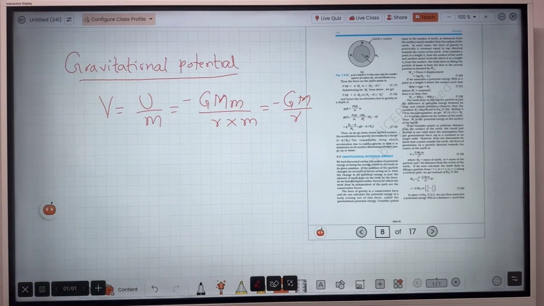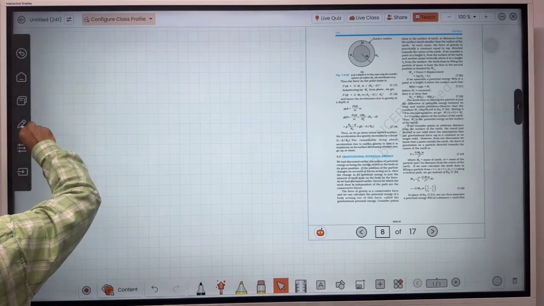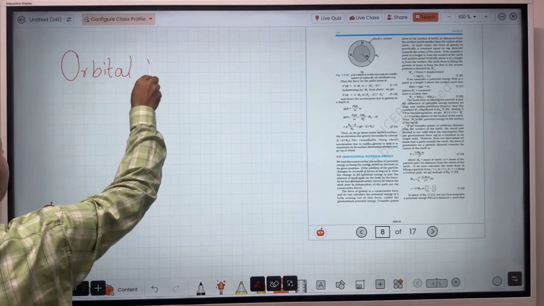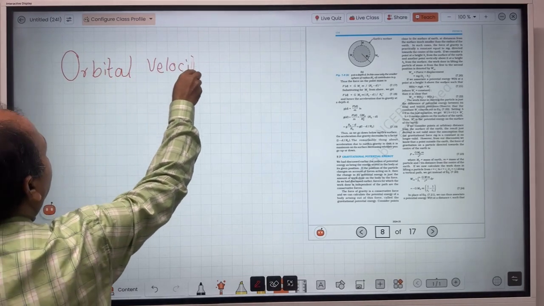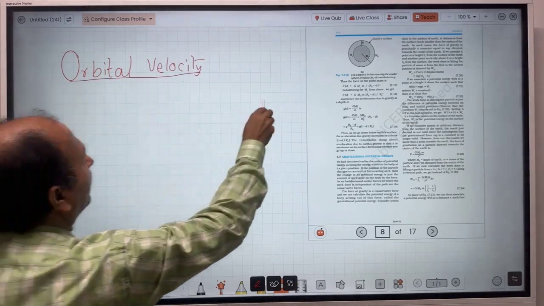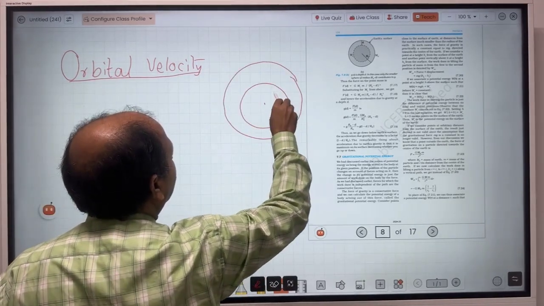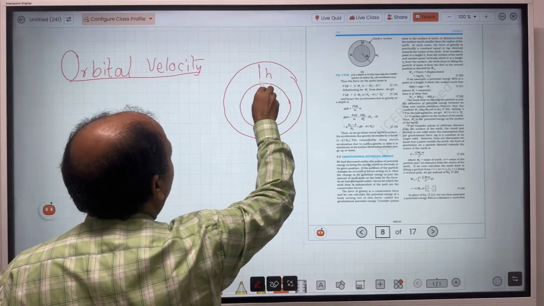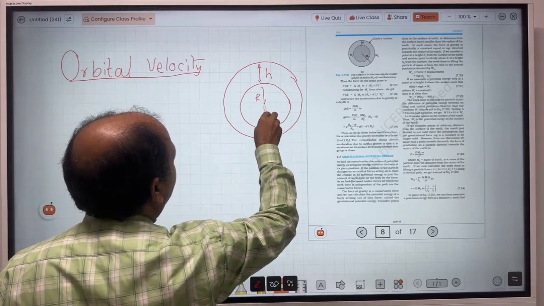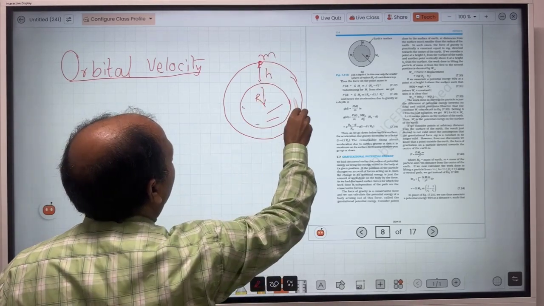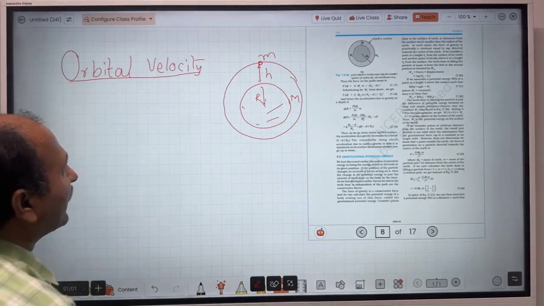Now further, let's see what is orbital velocity. To find orbital velocity, this is Earth. We imagine this path at height h from the Earth's surface. Here is the radius of Earth. This is Earth, right? Here there is a satellite of mass m. Mass of Earth is capital M.